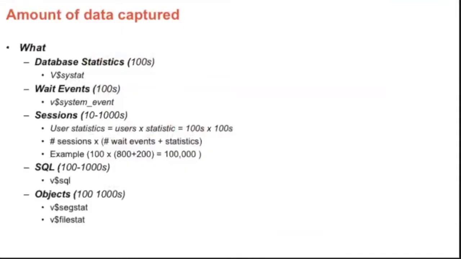But there's a lot of data in the database. What kind of data do we want to see? I want to see system statistics. What's happening in the database? I want to see what the wait events are. Now I might want to see these per session.